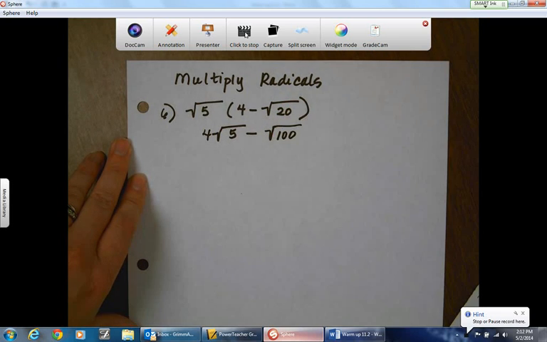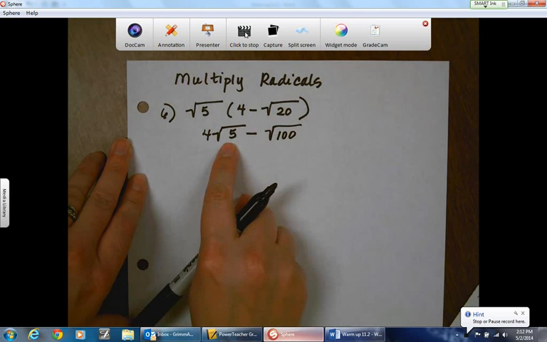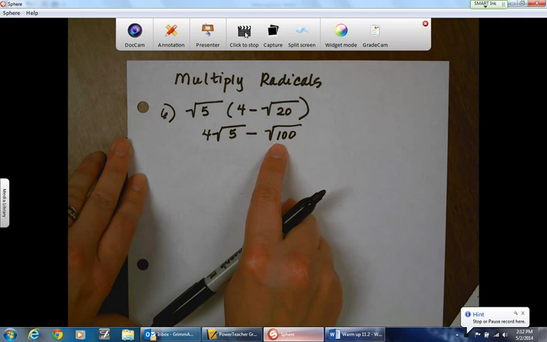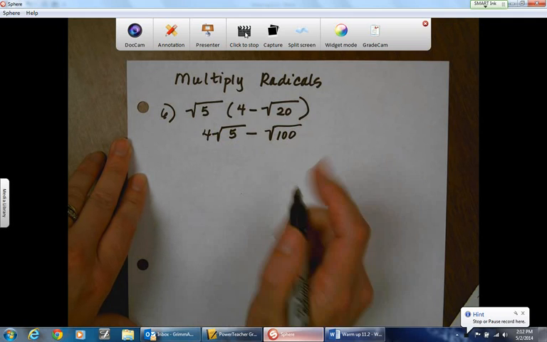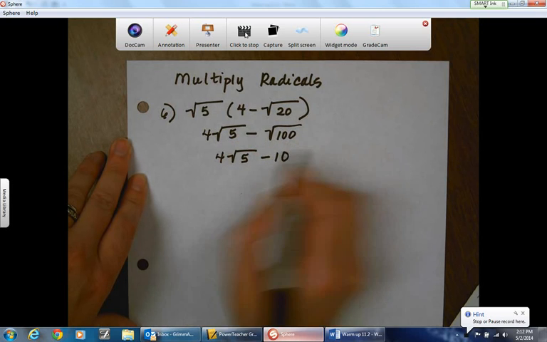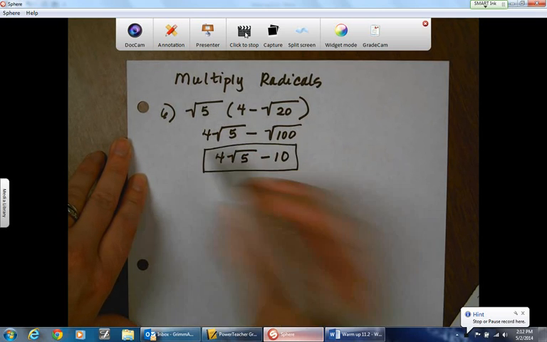I can't do anything with the 5 because it doesn't break down, it's prime. There is a square root of 100, which is 10. So this is what Catherine just asked. Basically, can you leave it like that? And yes, there's nothing else you can do with it. That's as far as it's going to go.